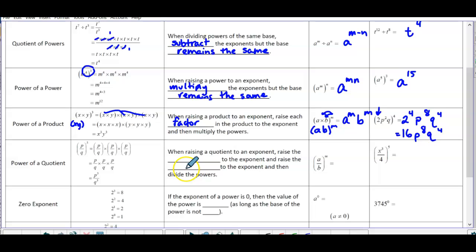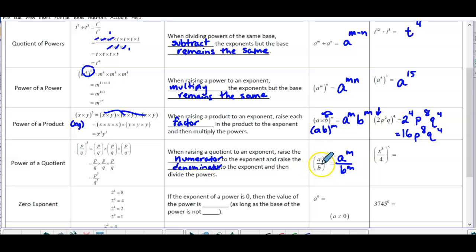So in raising a quotient to an exponent, raise the numerator to the exponent and raise the denominator to the exponent, and then divide the powers. So here, that's the same as a to the m over b to the m.